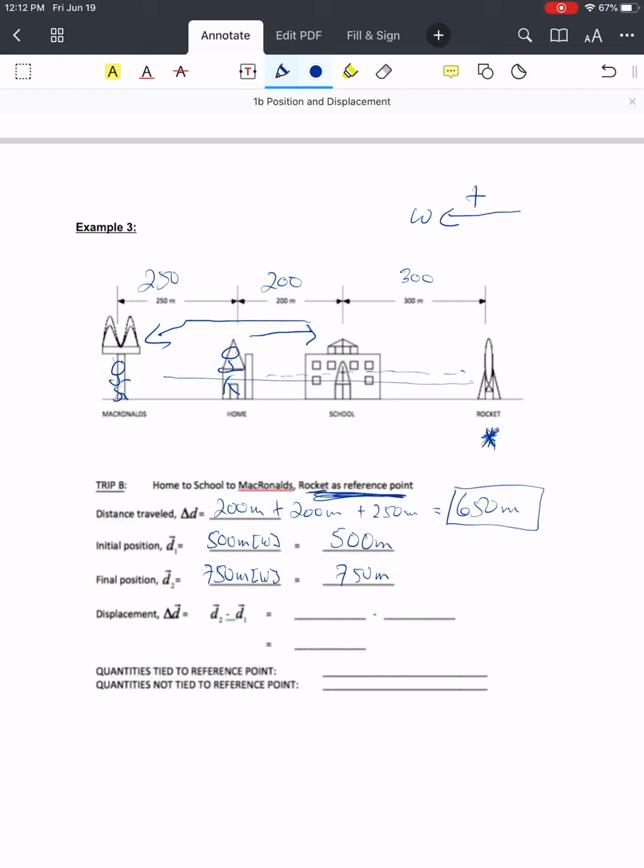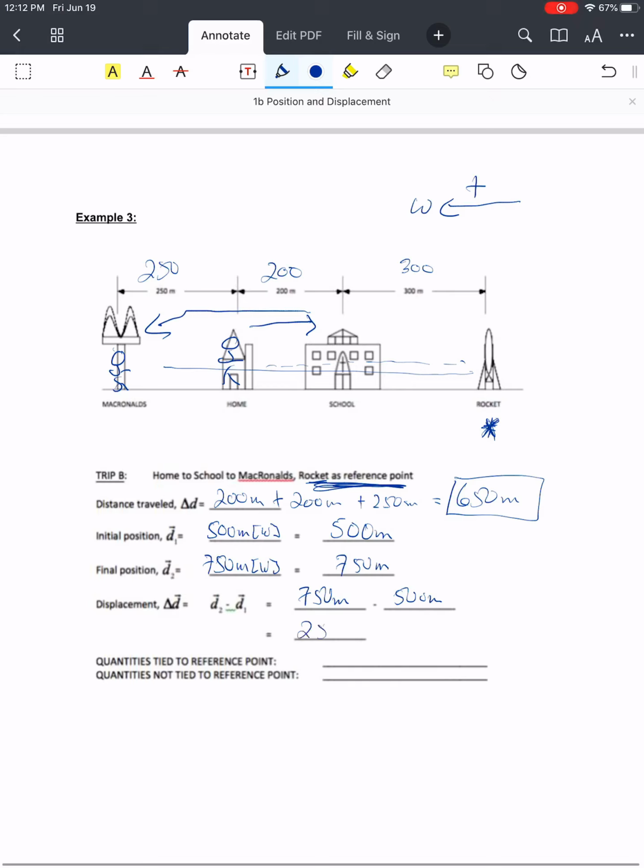Okay. Now, calculate the displacement. Your displacement is your final position minus your initial position. So my final position is positive 750 meters minus my initial position of 500 meters. So 750 minus 500 is positive 250 meters. Now, because that's positive, I'm going to change that direction back to west, because west was positive.